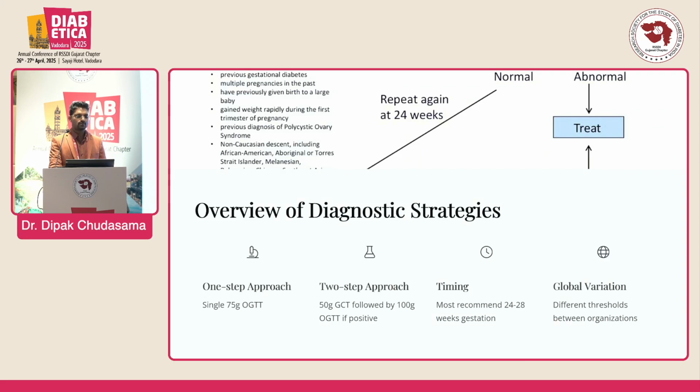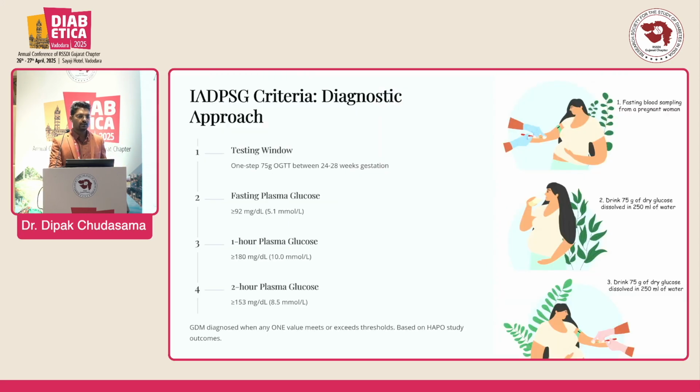How should we diagnose? It is either a one-step approach, where you give a single 75 gram glucose tolerance test, or a two-step approach. First you give a 50 gram glucose tolerance test. If it is positive, like more than 135 or 140, you go for a 100 gram glucose tolerance test for the 3 hours: fasting, 1 hour, 2 hour, and 3 hour. What is the most probable timing for the diagnosis of gestational diabetes? It is 24 to 28 weeks, and there are different thresholds between the organizations that we are going to discuss in this talk.